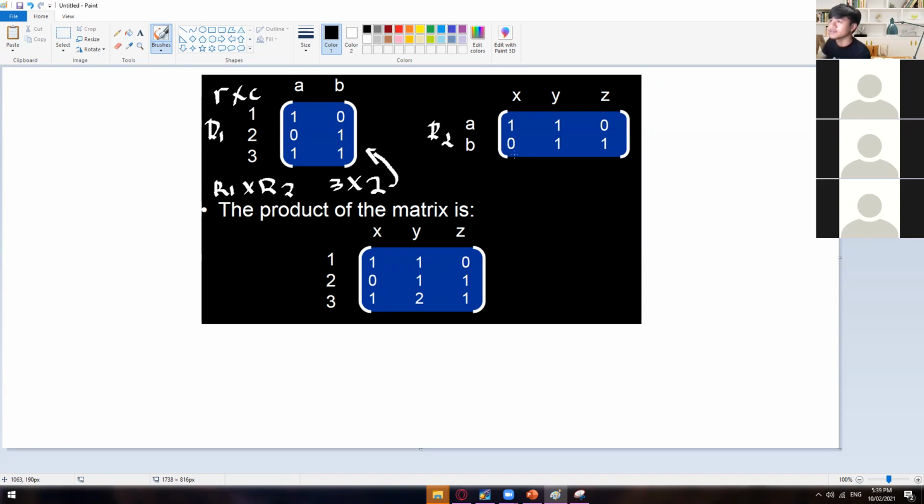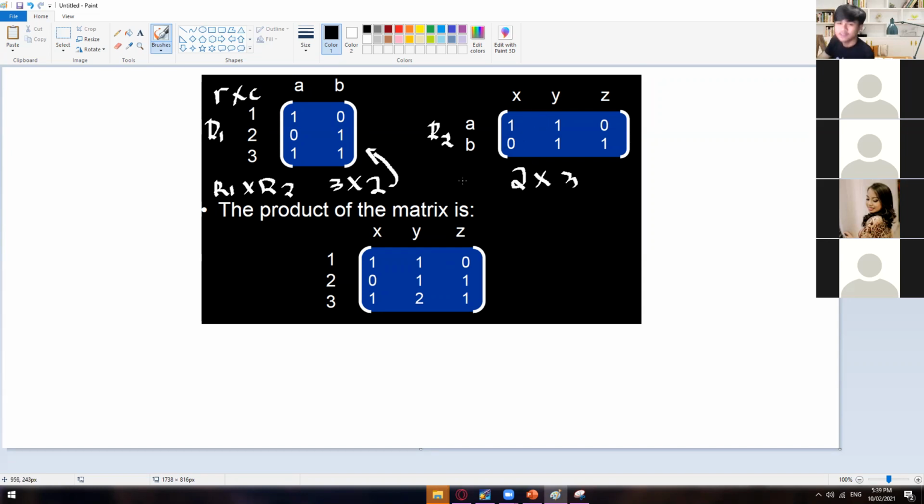How about the R2? What is the size of your R2? 2 by 3, sir. Pardon? 2 by 3. That's correct. So we have 2 rows and then 3 columns.